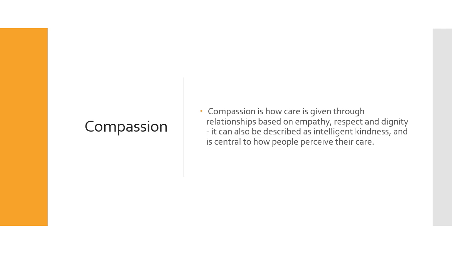The next is compassion. Compassion is how the care is given through relationships based on empathy, respect, and dignity. It can also be described as intelligent kindness and is central to how people receive their care. If we talk about the definition of compassion in simple words, it means understanding and being sensitive to the suffering of other people and taking actions to help them. For example, in a healthcare or social care setting, a doctor who notices a patient feels anxious about the procedure takes extra time to explain it in a calm and reassuring way. This is the way to show compassion.